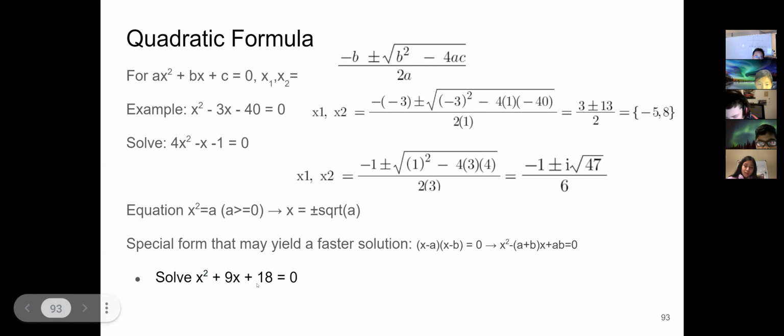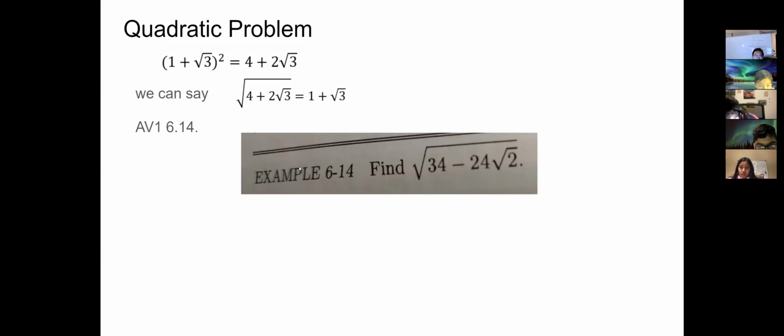Yeah, 3 and 6. 3 times 6 is 18, 3 plus 6 is 9. So you can easily make it x plus 3, x plus 6. So the solutions would be -3 and -6. Okay. Really nothing more here. Just practice problems and make sure you get the correct answer. Any questions? There shouldn't be any fancy questions so far.